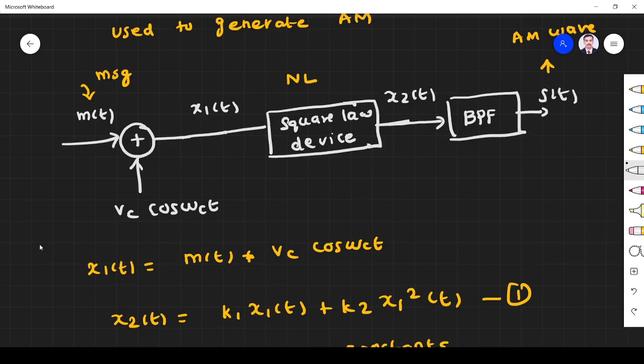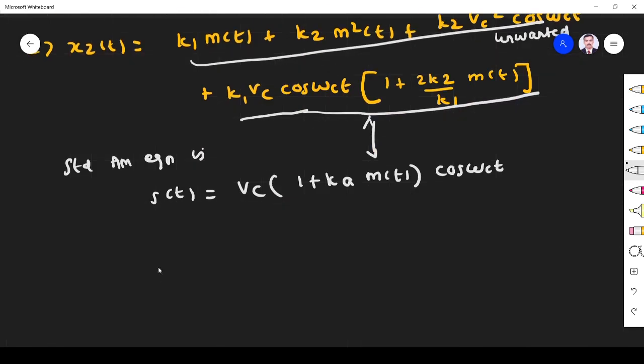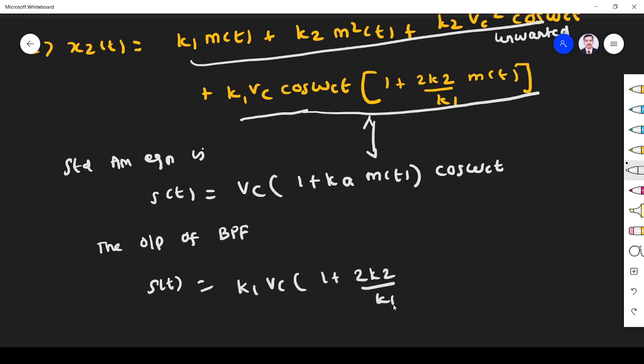Hope you see we have a band pass filter here. So what we get is ultimately the AM wave, right? So those three terms are removed. So what we get is S of t. The output of the band pass filter, we have seen, is this one. What is that? This is K1 Vc [1 + 2K2/K1 m(t)] cos omega_c t. Right, this is the general form. I consider this equation number 2, this is equation number 3.